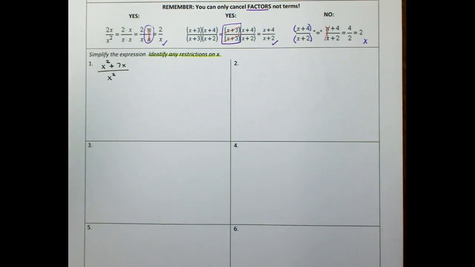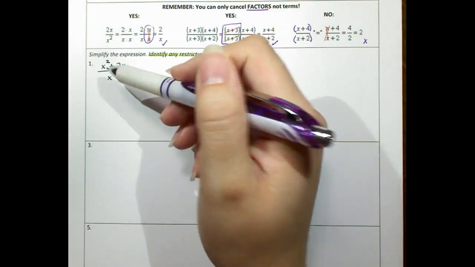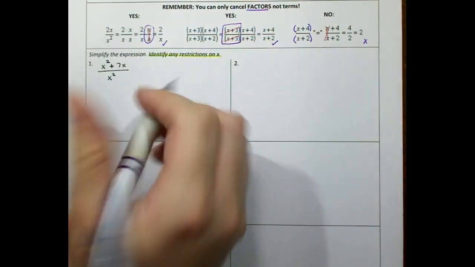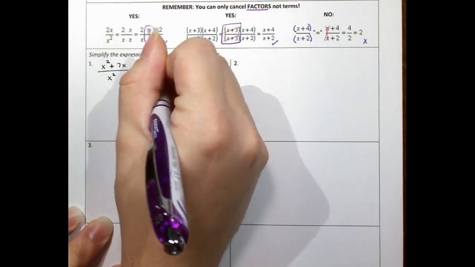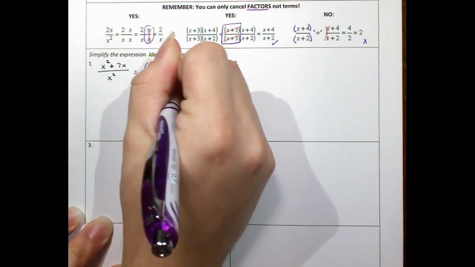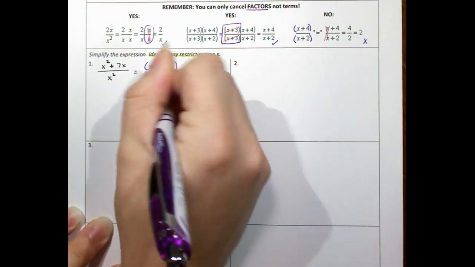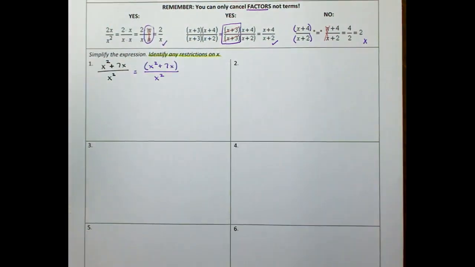Now, first off, we cannot cancel out this x squared and this x squared because x squared plus 7x are terms. I would recommend putting that entire expression in parentheses so that you are not tempted to say, oh, the answer is 7x, because that would be very, very wrong. So x squared plus 7x has parentheses. It's a married couple, as I say. It stays together. It's a family. X squared is just a term on the bottom.